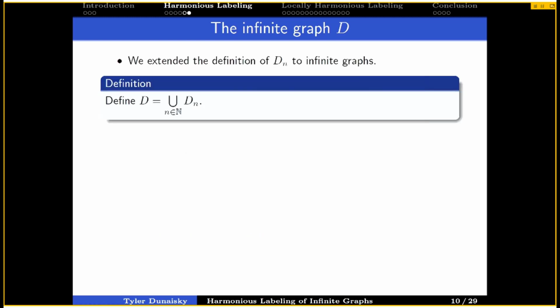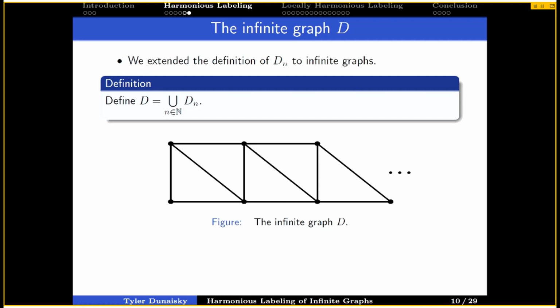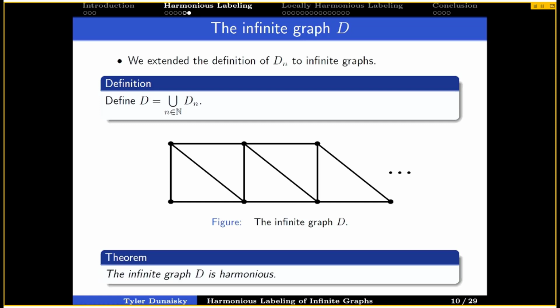So we define G as the union of all of these graphs. So basically, this would be the infinite graph G. We take our graph from before and just continue it out forever. So we were also able to show that the infinite graph G is harmonious. And this is kind of intuitive, since we proved that all of these graphs are harmonious at each stage, then it makes sense that if you just continue out further, it will still be harmonious. So here would be our harmonious labeling. We have the same labeling as these two, and you just continue out further.